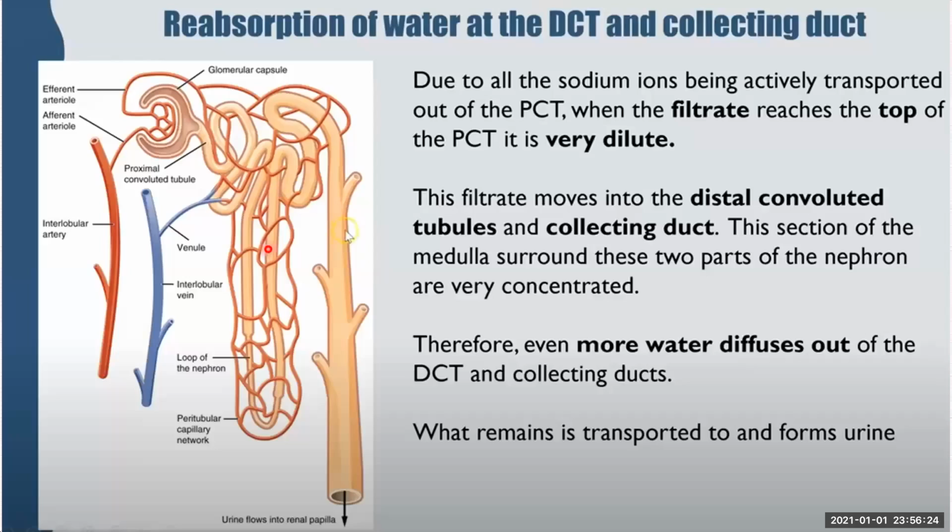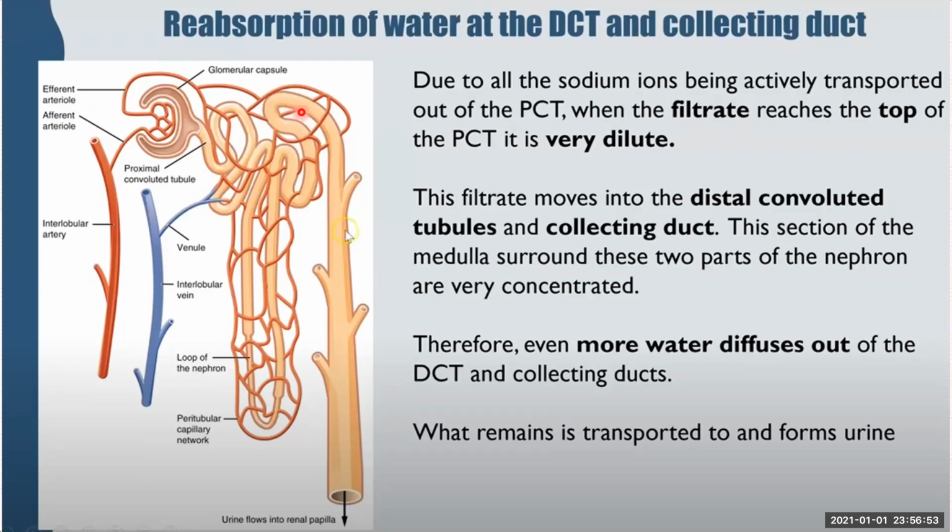Due to all the sodium being actively transported out, as the filtrate reaches the top, this part is very dilute, right? So now this filtrate has to move into the distal convoluted tubule. This is the distal convoluted tubule, right? And this section of the medulla, this part here, is very concentrated because it contains a lot of solute, right? But the part at the top here is diluted, right?